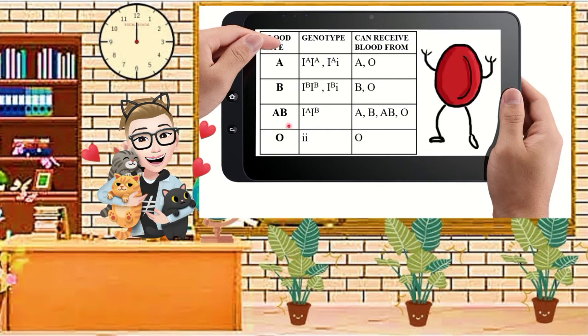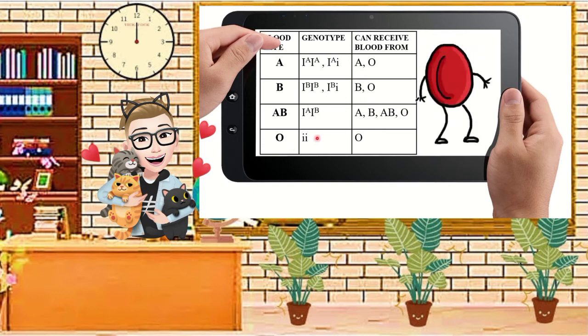And blood type AB has a genotype of I^A I^B. This is an example of codominance because both of the parents' traits appear in the genotype. And AB can receive blood types A, B, AB, and O. It is considered a universal recipient because it can receive blood from different blood types.